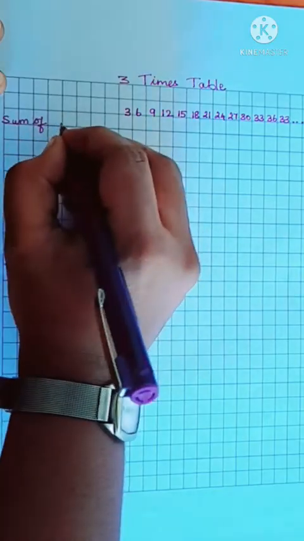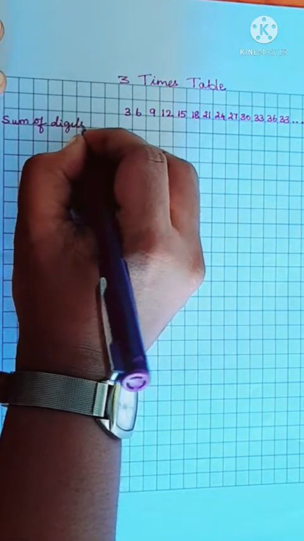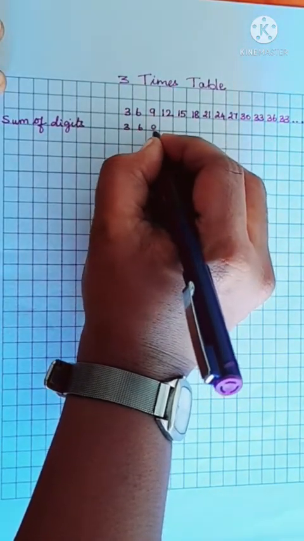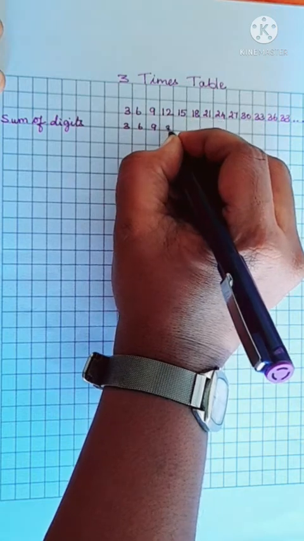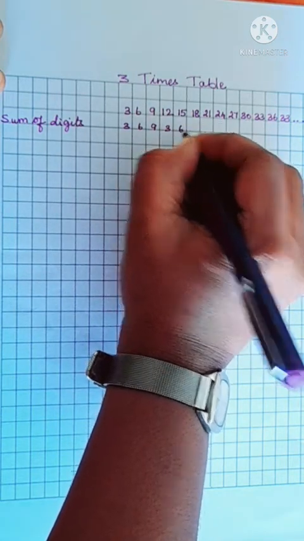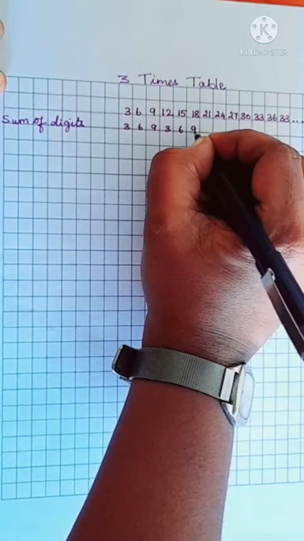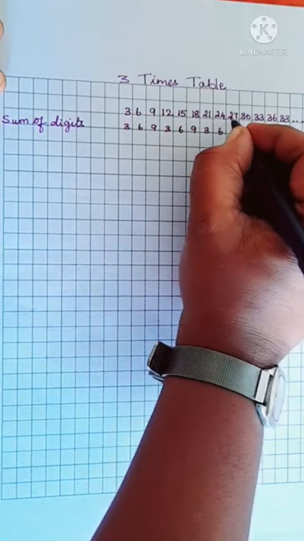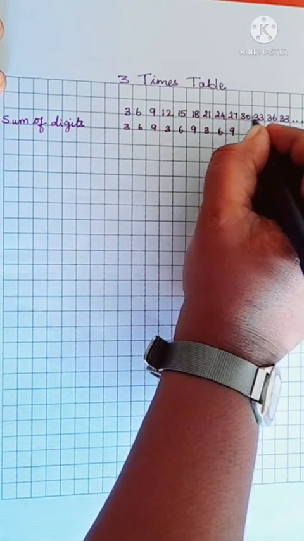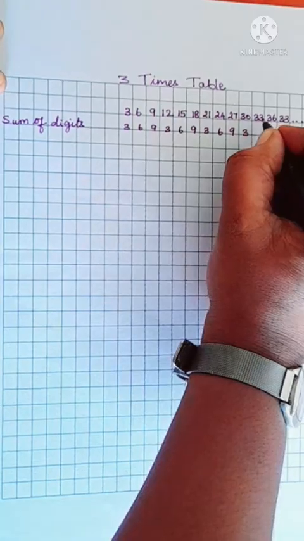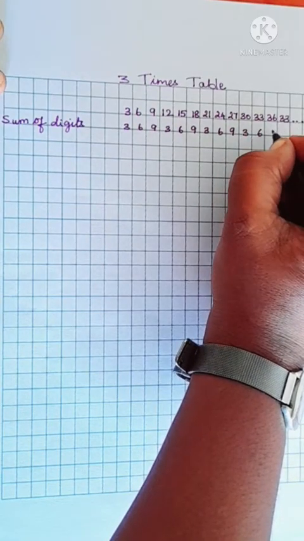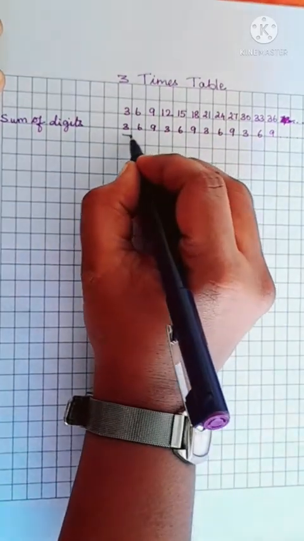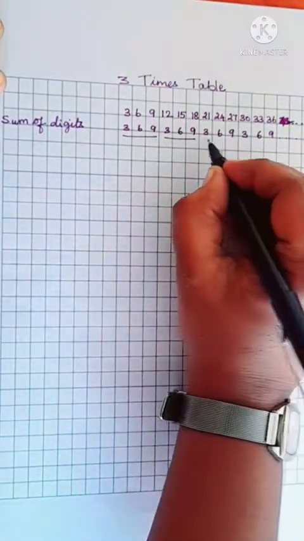To draw a spiralateral, we have to find the sum of digits of each and every skip counting. 3, 6, 9. In 12 there are 2 digits, so we have to add 1 and 2. So 1 plus 2, 3. 1 plus 5, 6. 1 plus 8, 9. 2 plus 1, 3. In 24, 2 plus 4, 6. We have to continue the sum of digits.